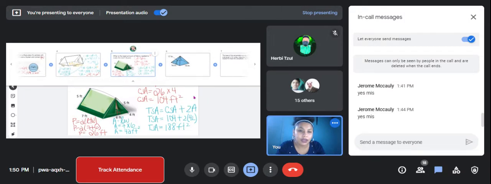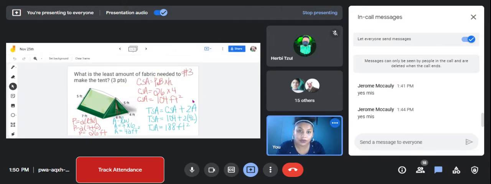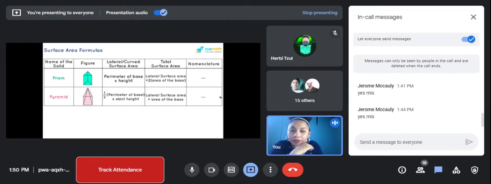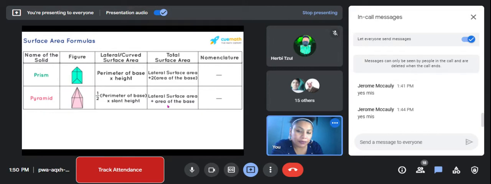So, I think that was the only question in the worksheet that had to do with prisms, because the other ones are talking about pyramids. Okay, so let me go back to my PowerPoint over here. And now, guys, we're going to talk about pyramids.